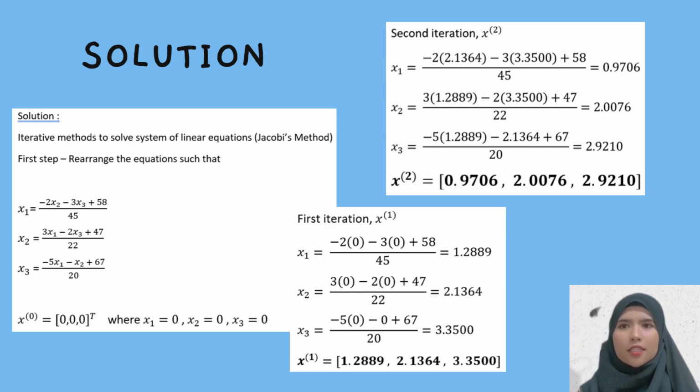Now continue doing the second iteration. My second iteration is denoted as x2. So go back to the same arranged equation and substitute the values x1, x2, x3 that we got from the first iteration. x1 will be 0.9706, x2 equals 2.0076, and x3 equals 2.9210. So here is the second iteration that I have obtained.